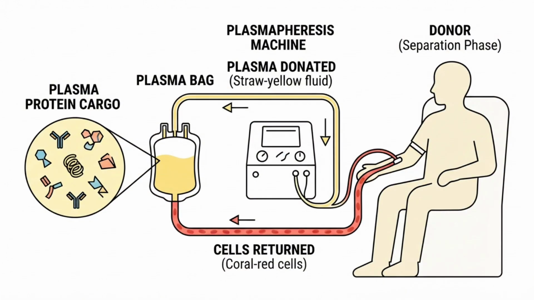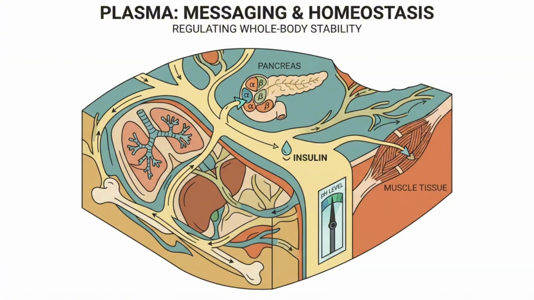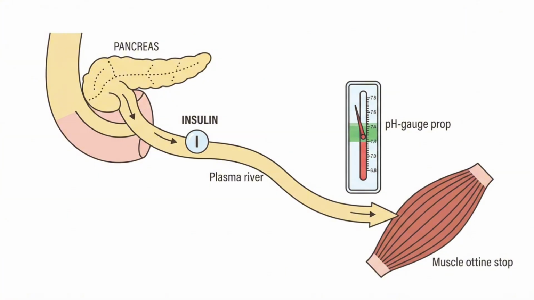Plasma also carries the body's chemical messaging system, ferrying hormones like insulin from the pancreas to muscle and fat tissue across the body, and buffering compounds that keep blood's acidity locked within an extremely narrow range. A range so tight that even small deviations can disrupt how enzymes throughout the body function.